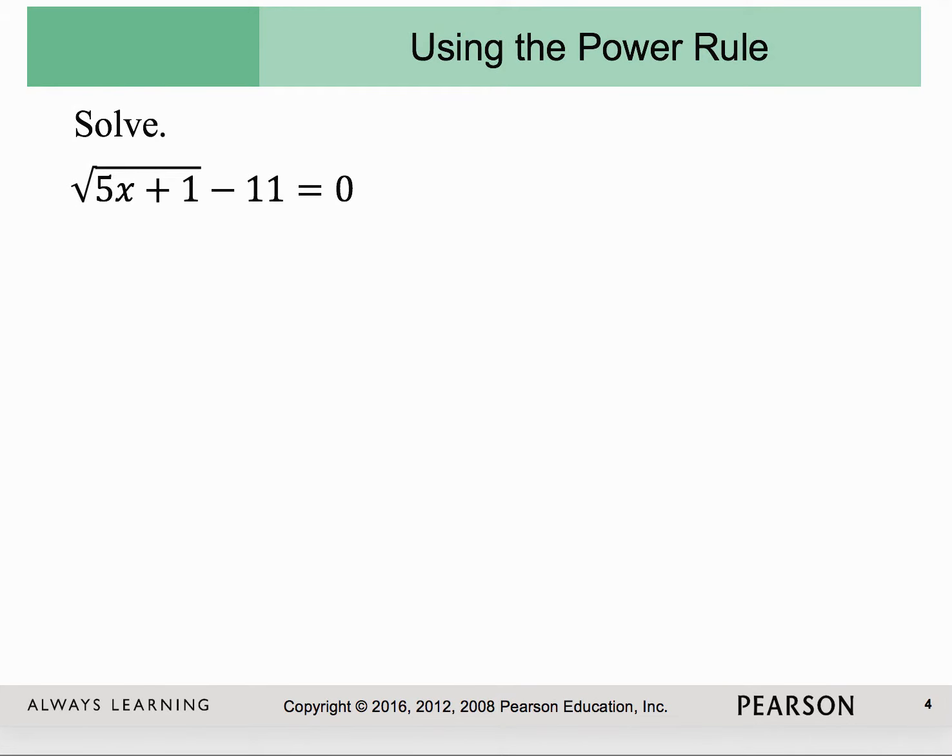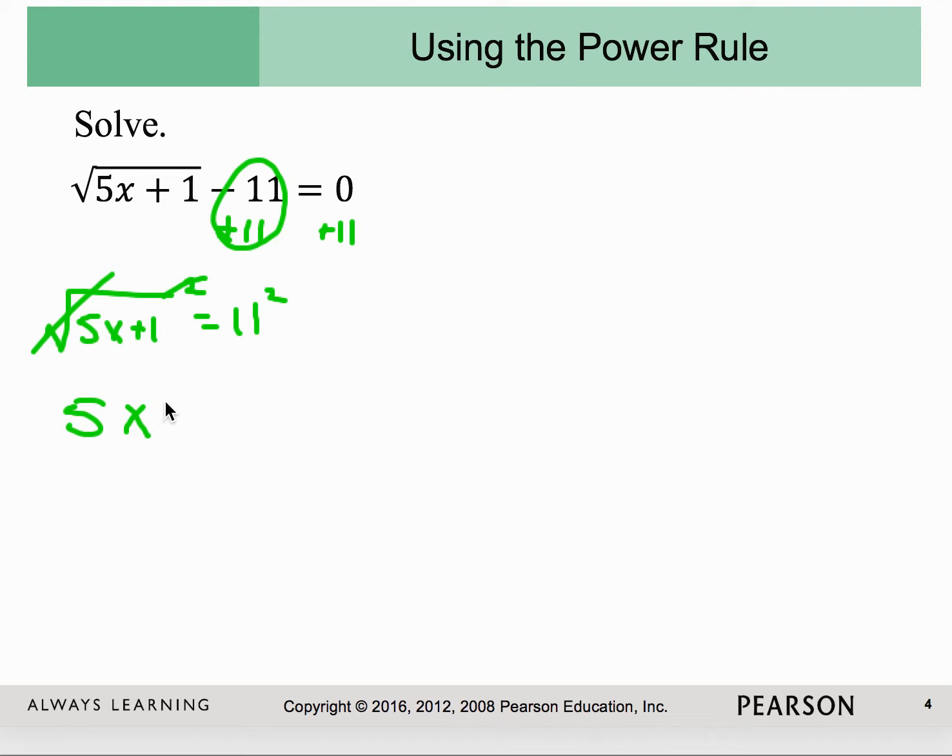All right. I cannot square both sides of this. I have to isolate that radical first, right? You have to isolate the radical first. So square root of 5x plus 1 equals 11. Now, once it's by itself, just square both sides. It's way simple because a square will undo a square root. So you wind up with 5x plus 1 equals 121, and solve this equation.